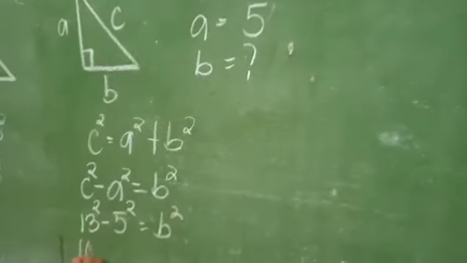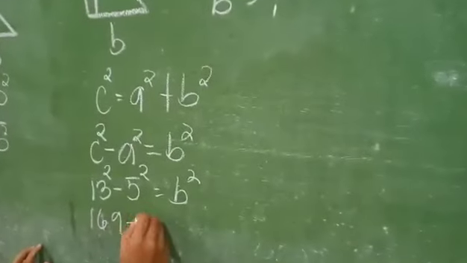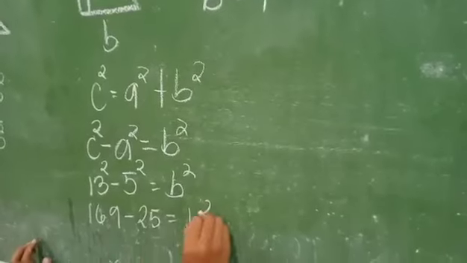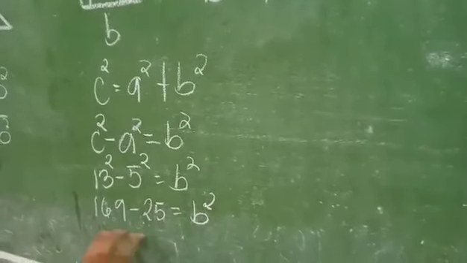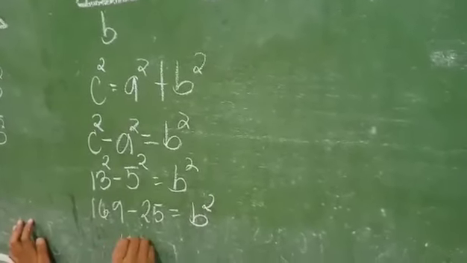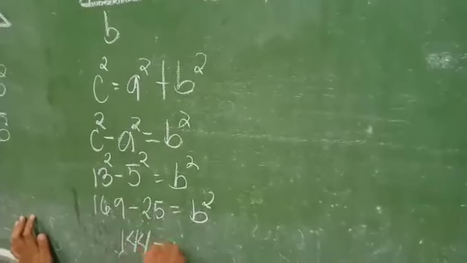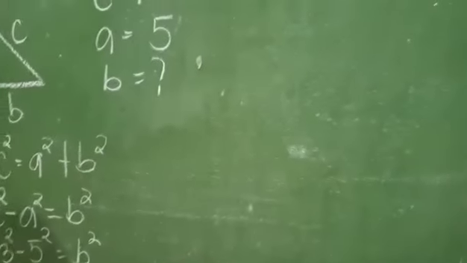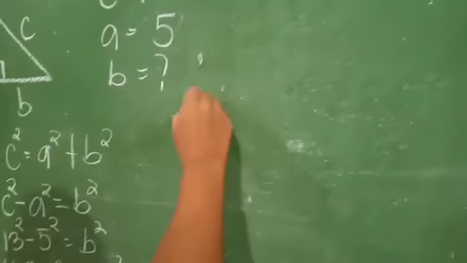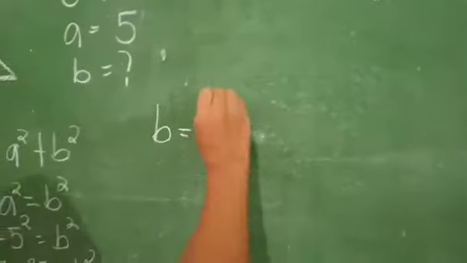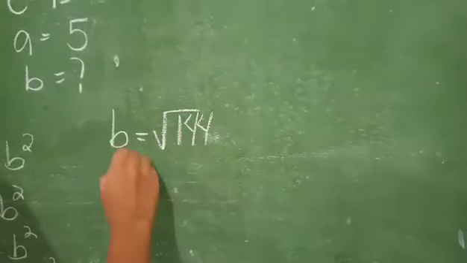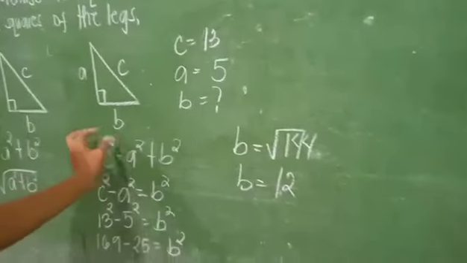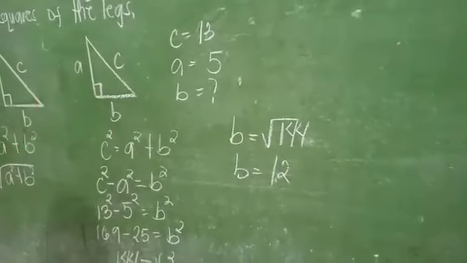13 squared is equal to 169, minus 5 squared, which is 25, is equal to B squared. 169 minus 25 is 144, which is equal to B squared. We are not done yet. We have to remove the square of the B. So B is equal to the square root of 144, which is 12. Therefore, B measures 12 units in this figure.